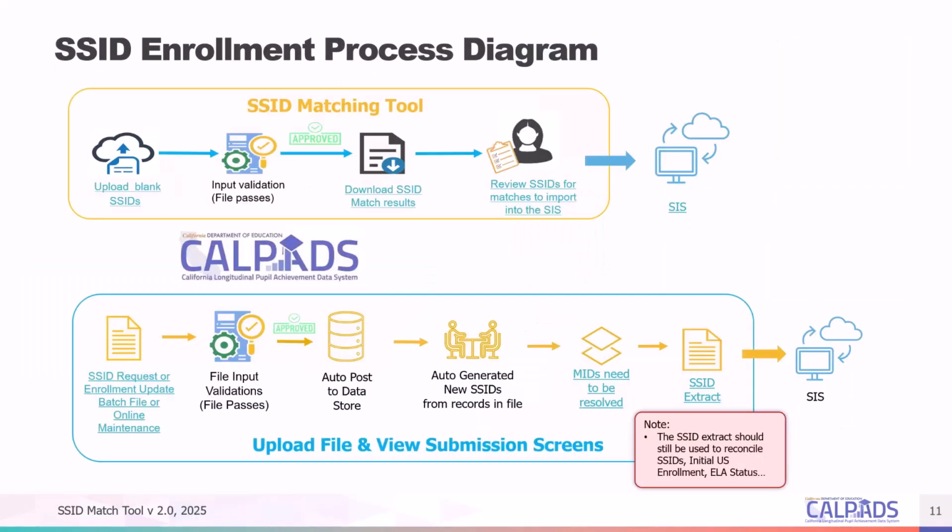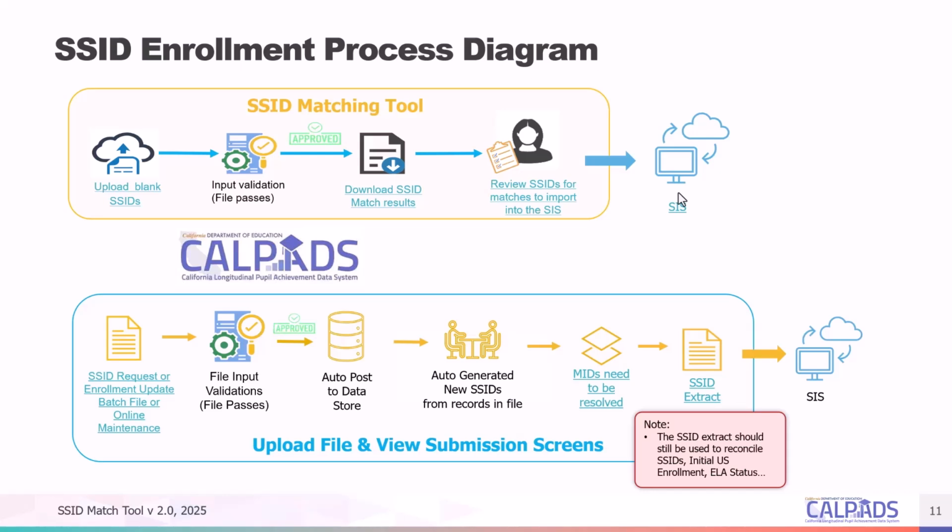Okay, let's walk through the student enrollment process in CalPADS. So we're going to start with using the SSID match tool. We take our SENR file with blank SSIDs and upload it into the match tool. The match tool will subject the file to validations. Once the file passes and is approved, you will be produced with an SSID match results file. That file needs to be downloaded to your computer so that it can be uploaded into your student information system. Once you have imported that match results file into your student information system, you will use the graphical interface to do your matching and selecting of candidates.